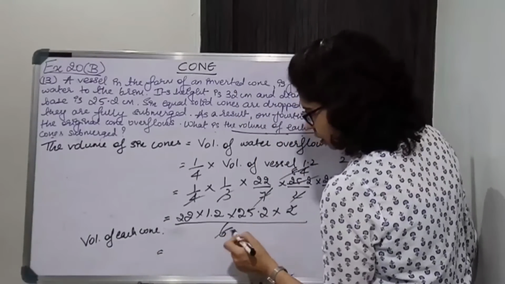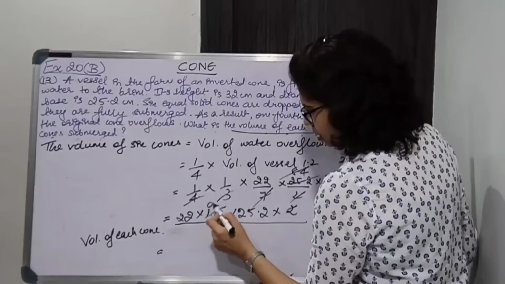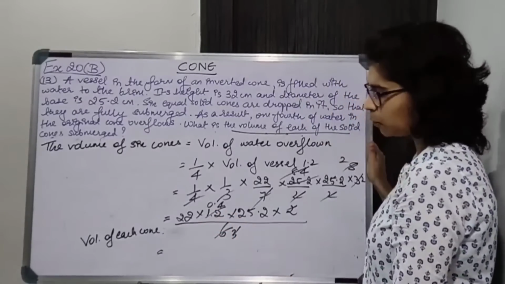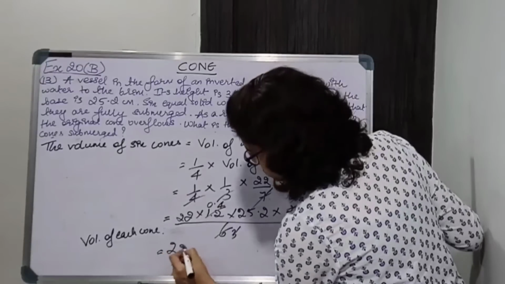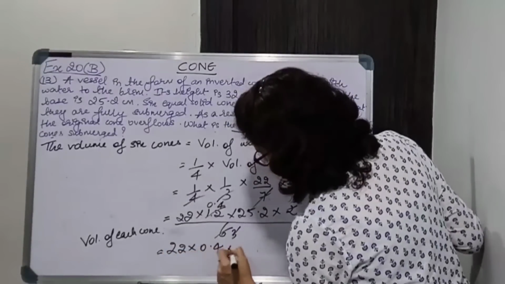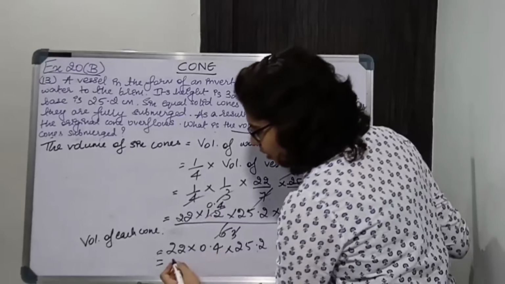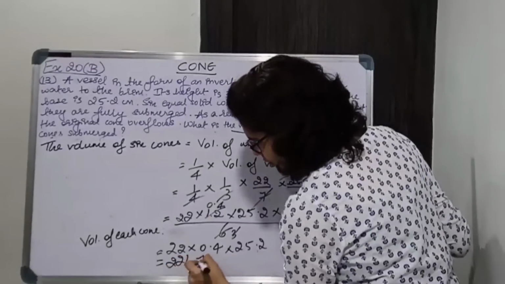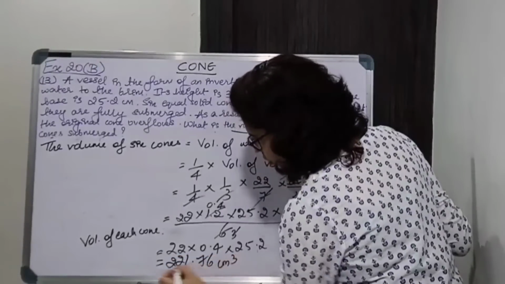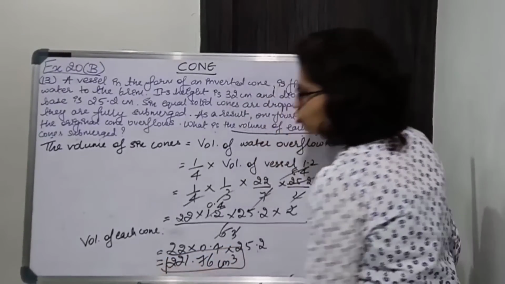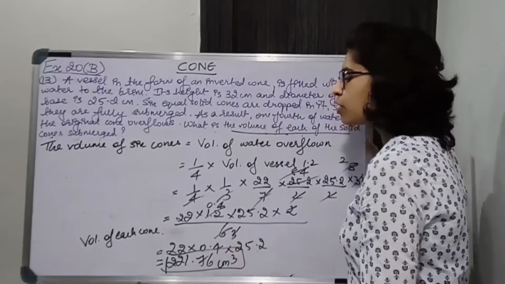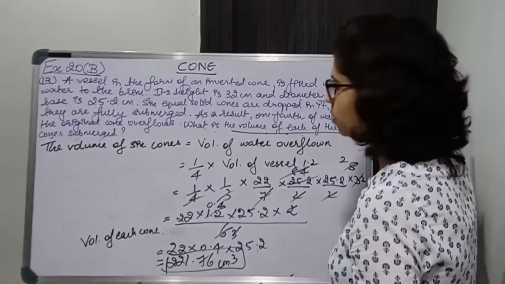2 3s are 6 and 3 0.4s are 1.2. So we have 22 into 0.4 into 25.2. Now this will give 221.76 centimeter cube. So the volume of each cone is 221.76 centimeter cube.